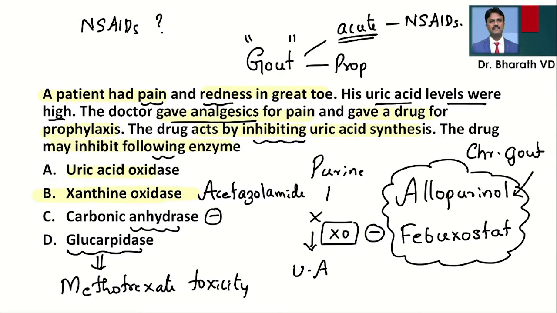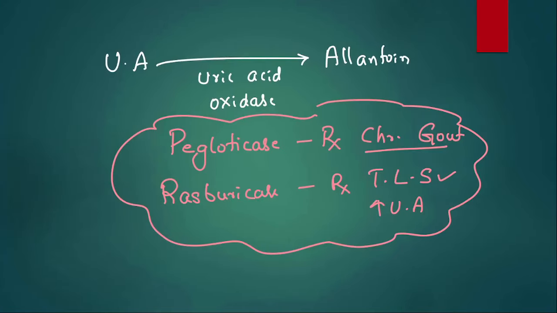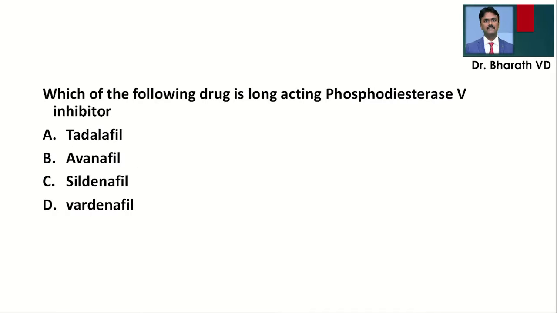So in one of the MCQs, we understood the importance of all these enzymes. Now you have to answer me one more question. What is the antidote for methotrexate toxicity? Please tell me that in the comment section. Let's move on to the third question.